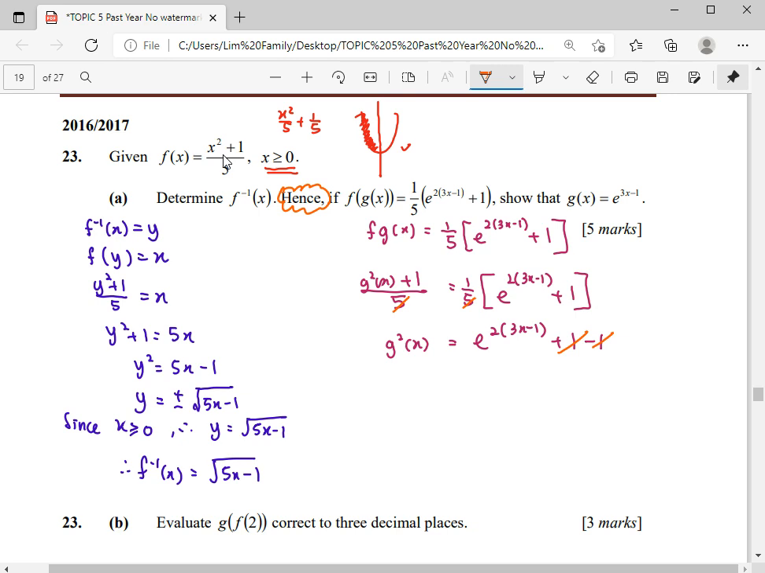Therefore, lastly, we only get g squared x equals e to the 3x minus 1. So from here, we have our square, and when we move it to the right hand side, we can cancel the square, and we only have e to the power of 3x minus 1. So this is how we showed our g(x).